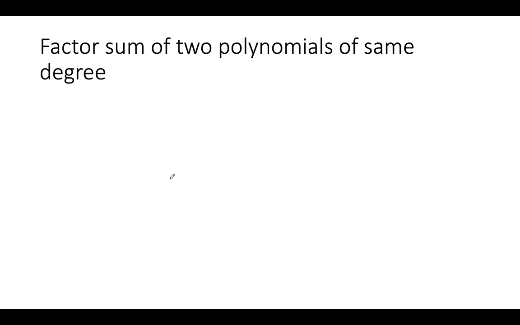So how do you factor a sum of two polynomials of the same degree? So for example, if you have x minus 5 to the fourth plus x minus 7 to the fourth is equal to 20, or minus 20 over here if you like, same thing. How do I solve this equation?